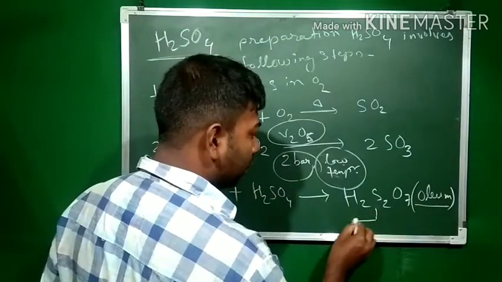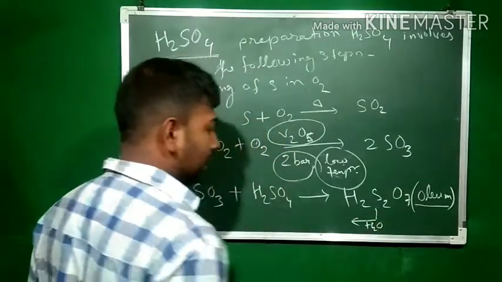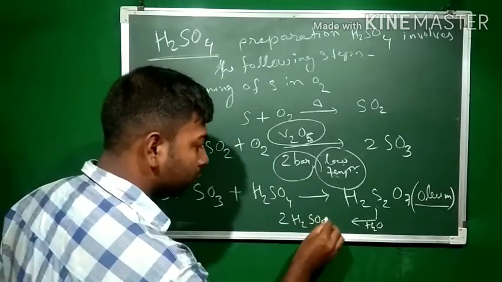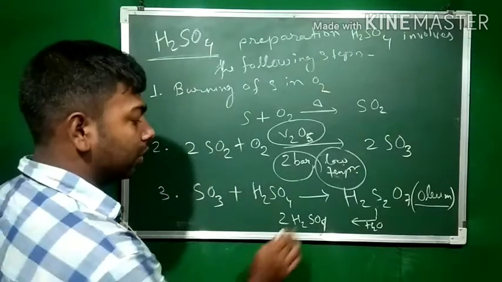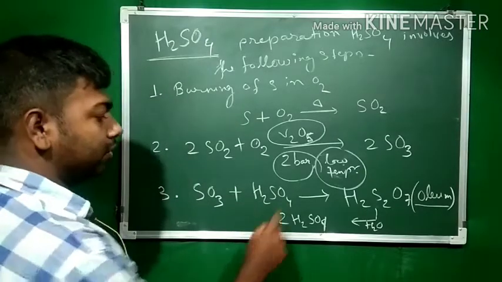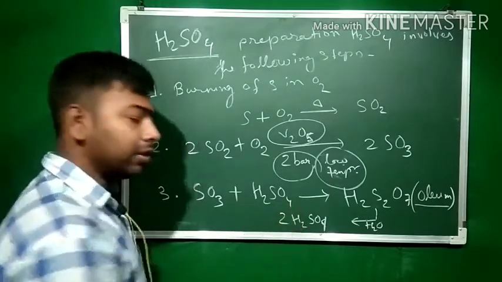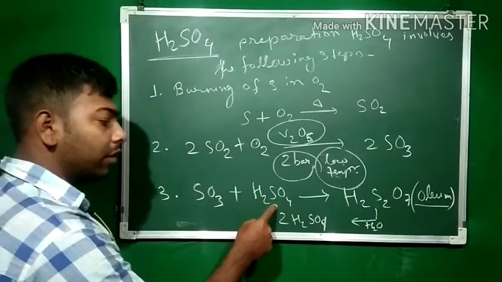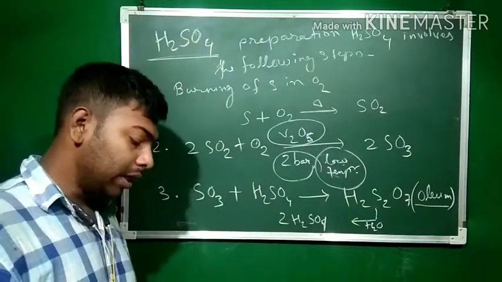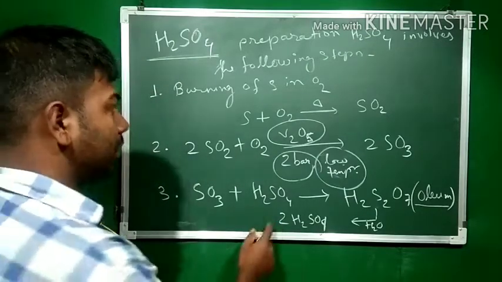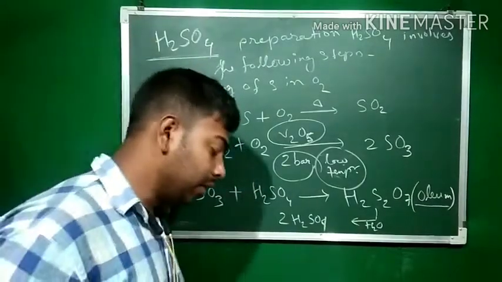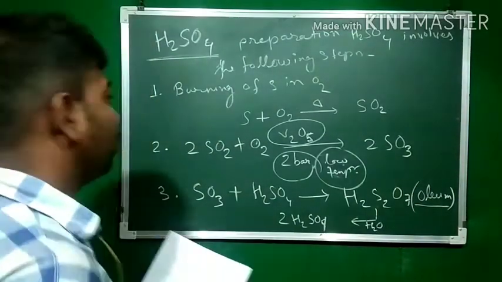Suppose it hydrolyzes with water, then it produces 2 moles of sulfuric acid. Remember one thing, to produce sulfuric acid, we need sulfuric acid. That's why we are giving 1 mole, we are obtaining 2 moles. These are the proper preparation methods for H2SO4 on the industrial scale. Now see its important properties.